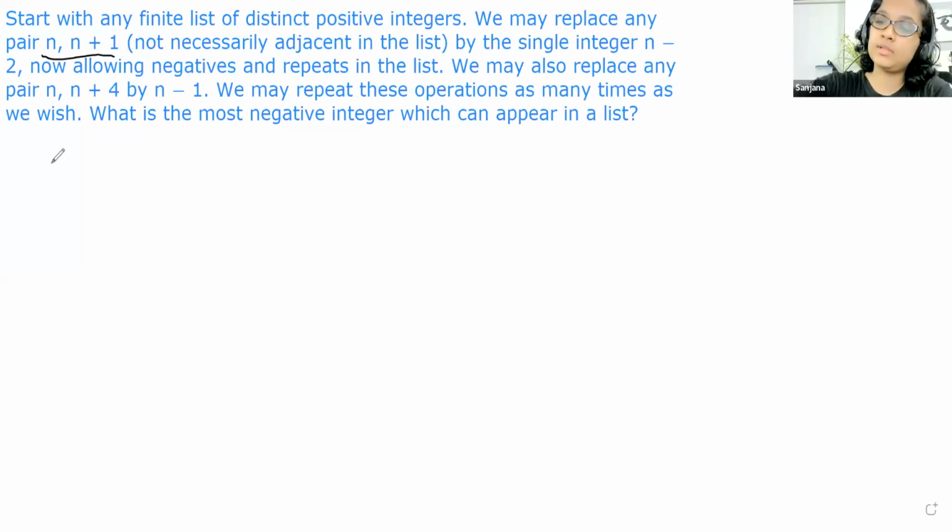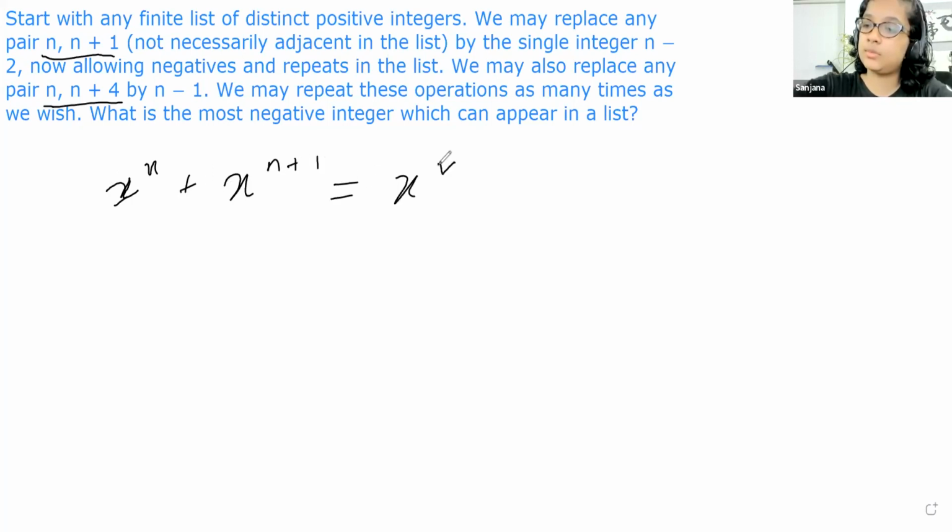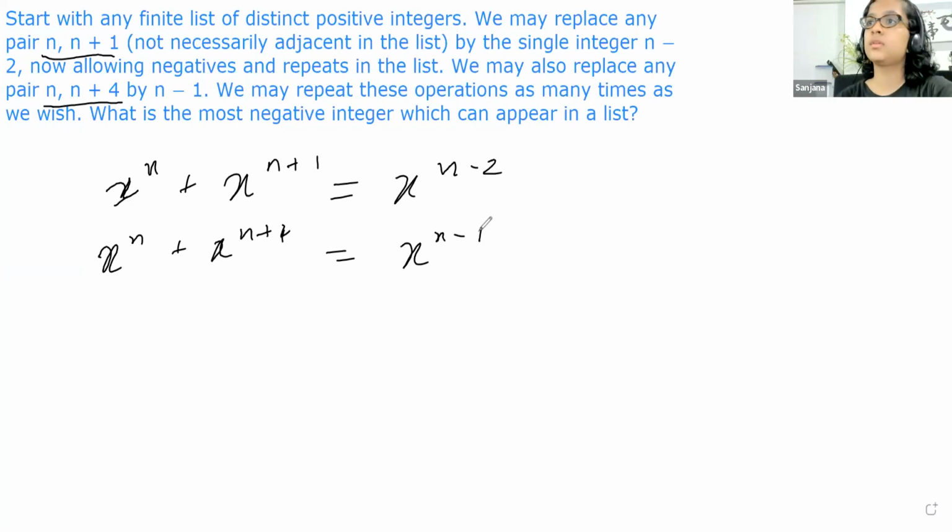So here you have n and n plus 1, and that gives n minus 2. And here you have n and n plus 4, and that gives n minus 1. So what you'd like to have is some x such that x raised to n plus x raised to n plus 1 is equal to x raised to n plus 2, and x raised to n plus x raised to n plus 4 is equal to x raised to n minus 1.